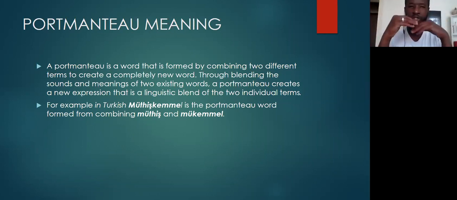For example, in Turkish, this is something that I have thought up myself, of course, I've never heard it from someone else. We have the word mükemmel. What does it mean? It is a portmanteau word formed from combining müthiş and mükemmel, for example. It means it is very good, it is very fantastic, it is formidable, okay? So that's the meaning of that.